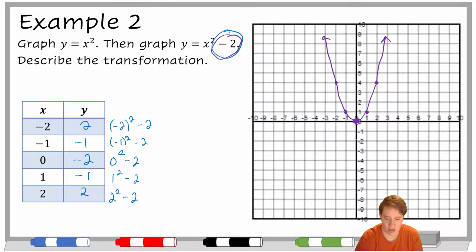Okay, so each of these points goes down 2. And so if I knew that going into it, I would not actually need to make the table of values. I'd just say, here's where I know it normally is. Let me move each of these points down 2.